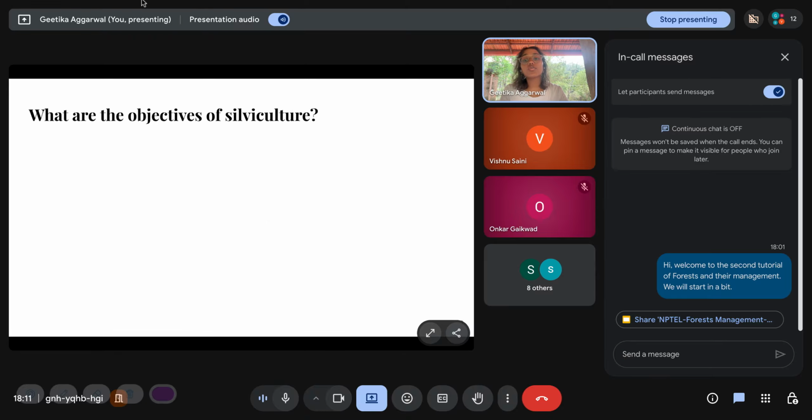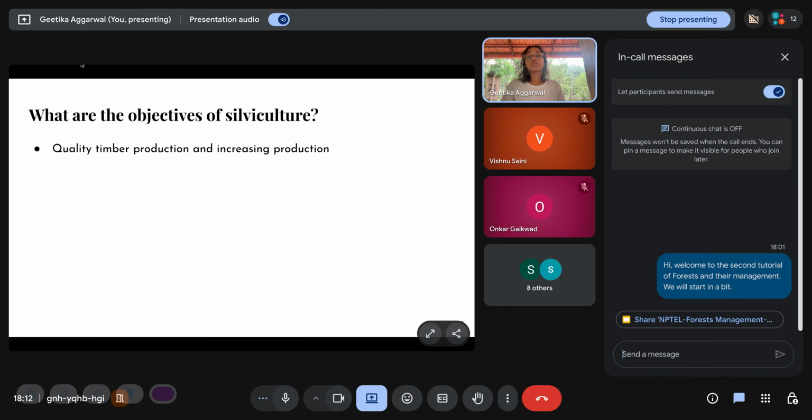Okay. So as I said in the previous slide also, silviculture can have many objectives. It could be that I want to increase the quality of timber in my forest. So maybe I will plant trees that are of high economic value, which receive a high amount of money if I sell the timber of that particular plant. So I want to produce a high quality timber. I want to maximize the amount of production. I want to get the maximum amount of timber that I can from the land that I have. That could be one of the objectives.